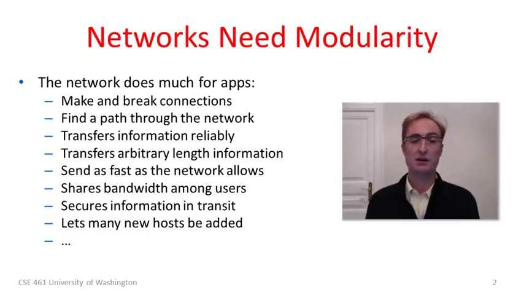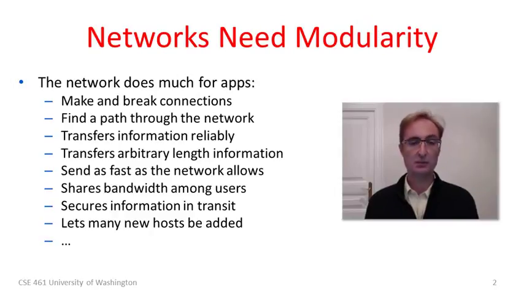It sends information of arbitrary length, even though we'll find out later that only small amounts of information can be put in an individual packet. It sends information as quickly as the network allows, which depends on the path you take through the network. It also shares the bandwidth between multiple users. Different numbers of users may be using your path at any particular time as they start and stop watching video, and the network needs to apportion the bandwidth between whoever is trying to use it.